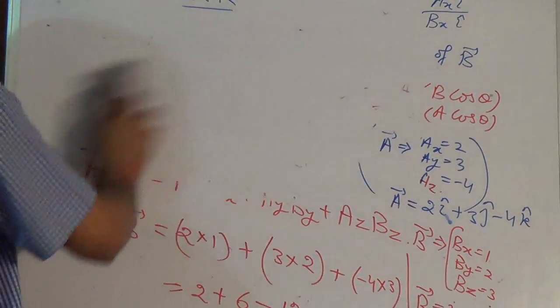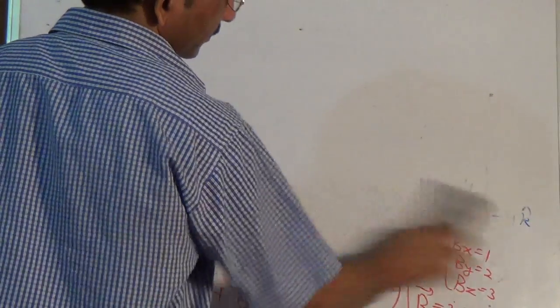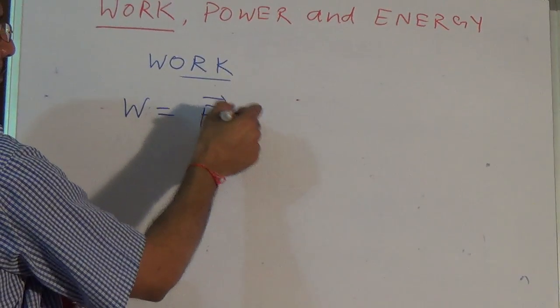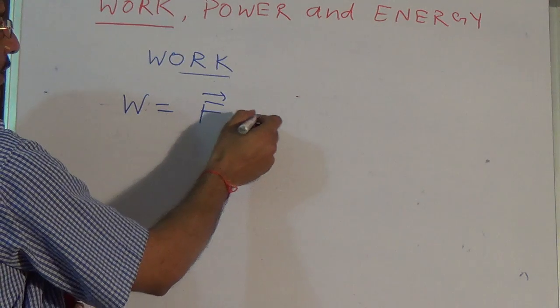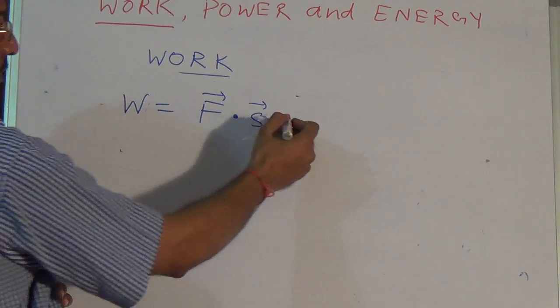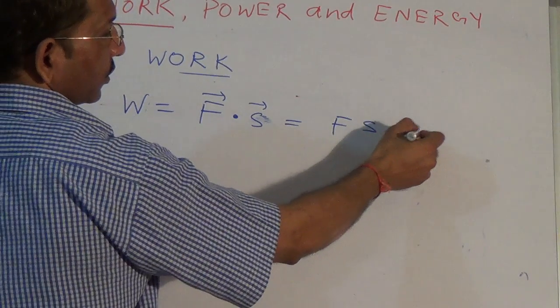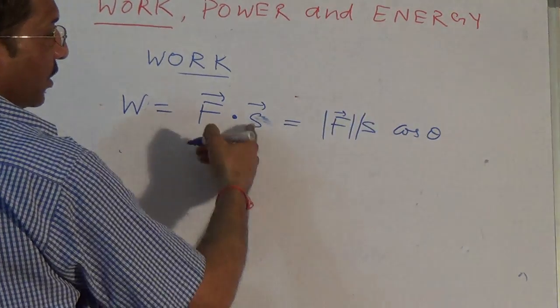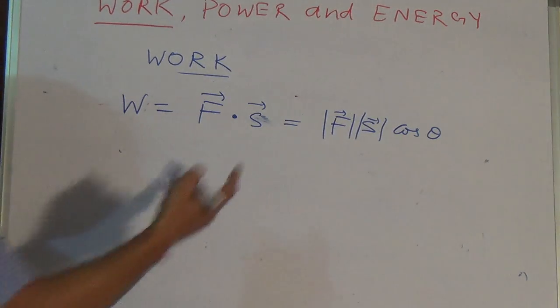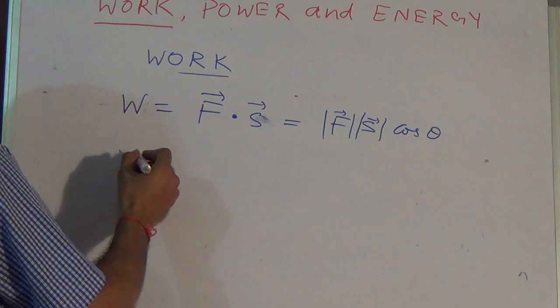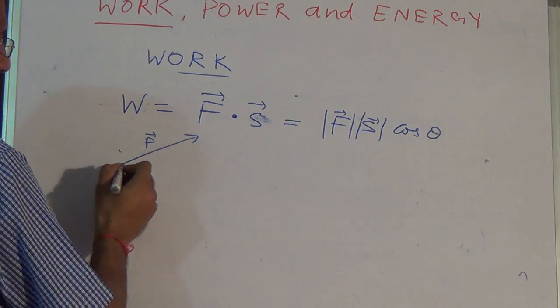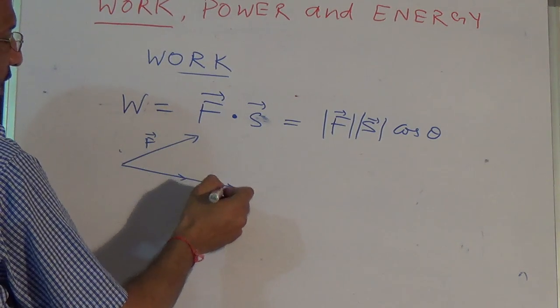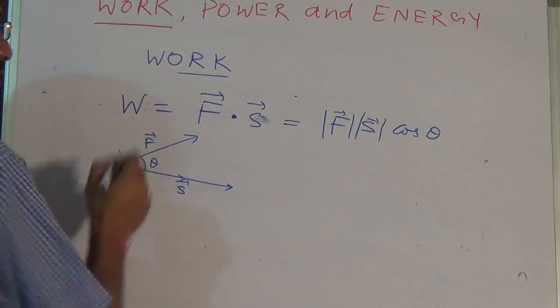Work is equal to F dot D. Our work definition, which we have developed mathematically, is F dot D. In our case we have considered displacement S, so W is equal to F dot S, that means F S cos theta, where F is the magnitude of vector F, S is the magnitude of vector S, and theta is the angle between these two. Suppose this is vector F and displacement along the x direction. So this is vector S. Angle between these is theta.